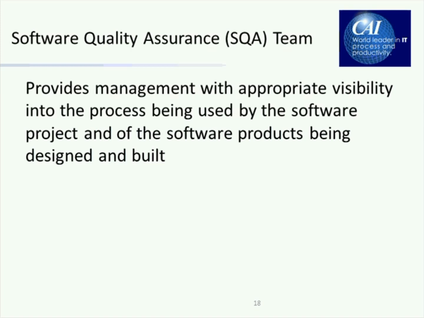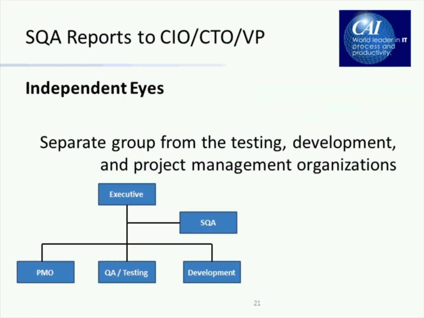So what are we talking about here with software quality assurance teams? They provide management with an appropriate visibility into the process being used by the software project and of the software products being designed and built. SQA teams measure and ensure the quality of software products prior to release. SQA teams, and this is probably the most important, provide independent visibility into project and product health to executive management and help mitigate risk.